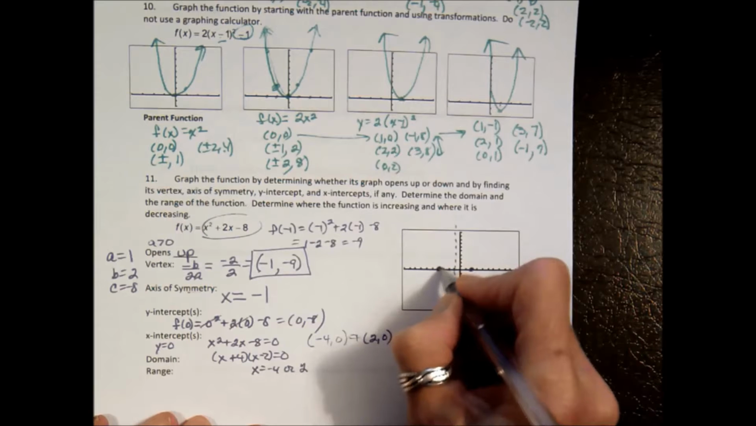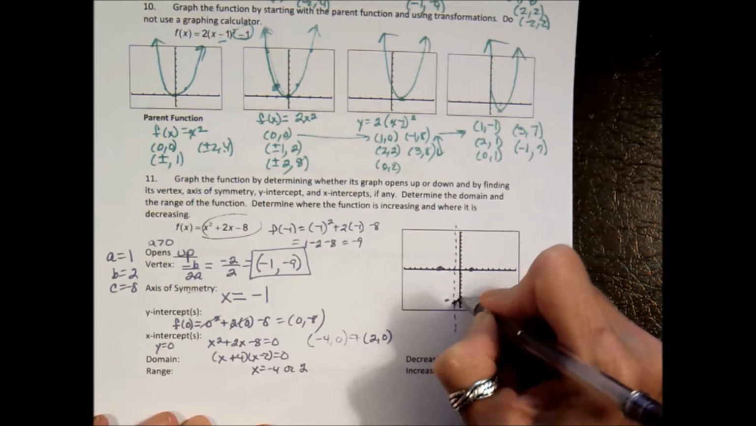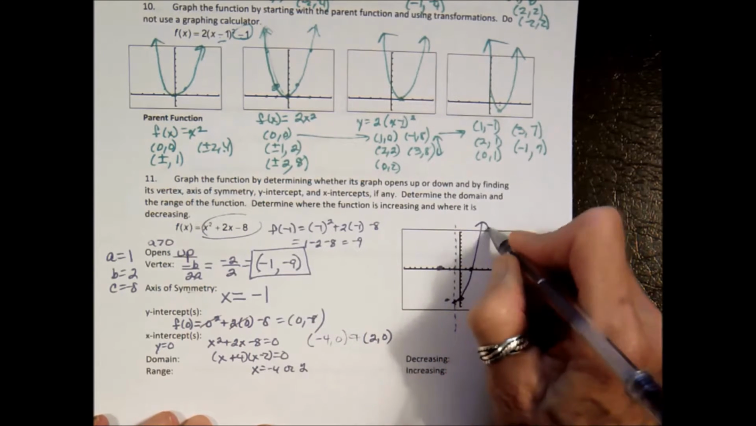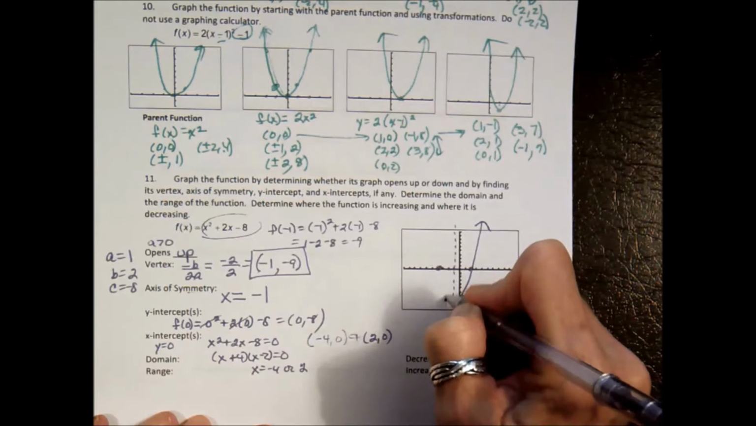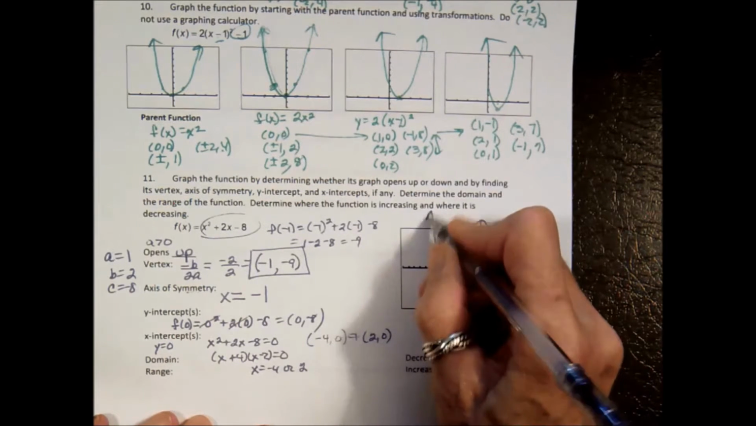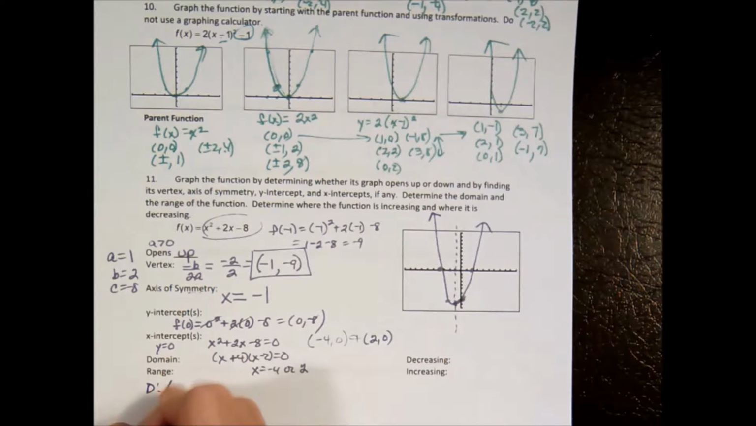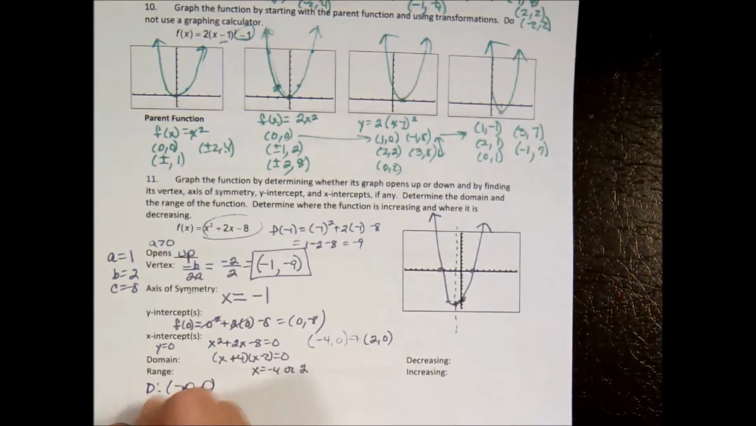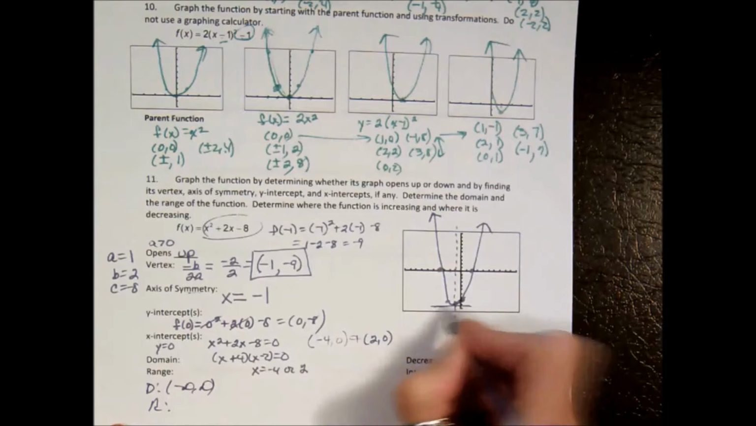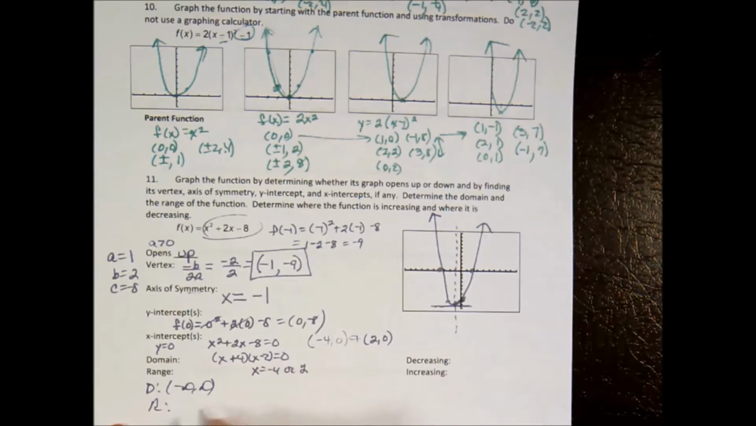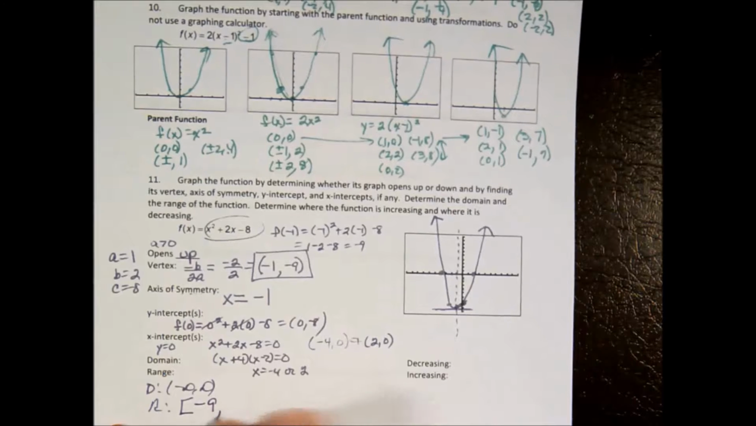It goes up through here like this. It goes down to the vertex and up through there like that. And that is the shape of it. The domain is how far it goes left and right. I'm kind of out of space, so I'm going to put this down here. The domain is negative infinity to infinity, but the range, it does have a low point. That low point is when y is -9, but it goes up all the way to infinity.